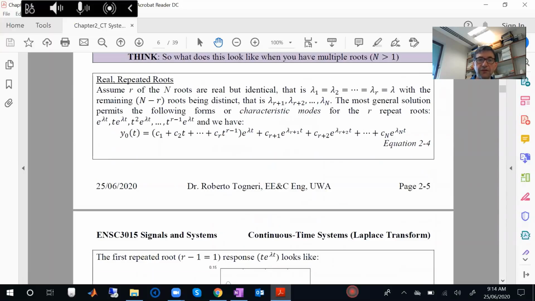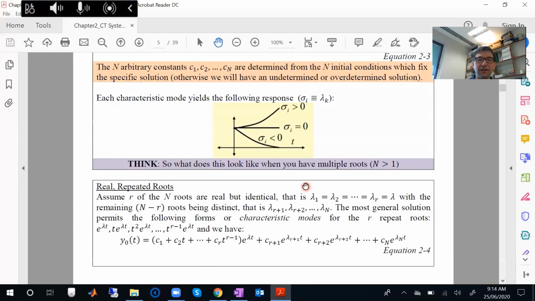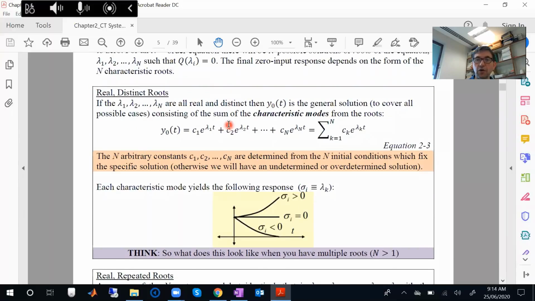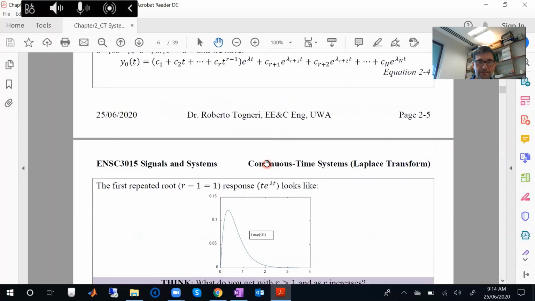Now, real repeated roots, to me they're quite unique. It's like you just happen to have a circuit with the right values of your resistors, capacitors, inductors that just happen to give you two roots which are exactly the same. Not that likely. Can happen. I don't see it happening that often unless you deliberately set out to design a circuit with that behavior. You're more likely to get this situation or the next one.